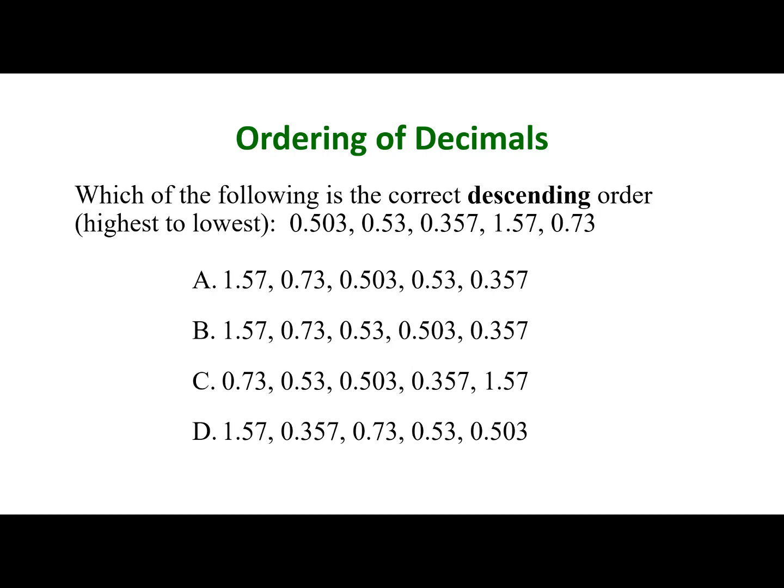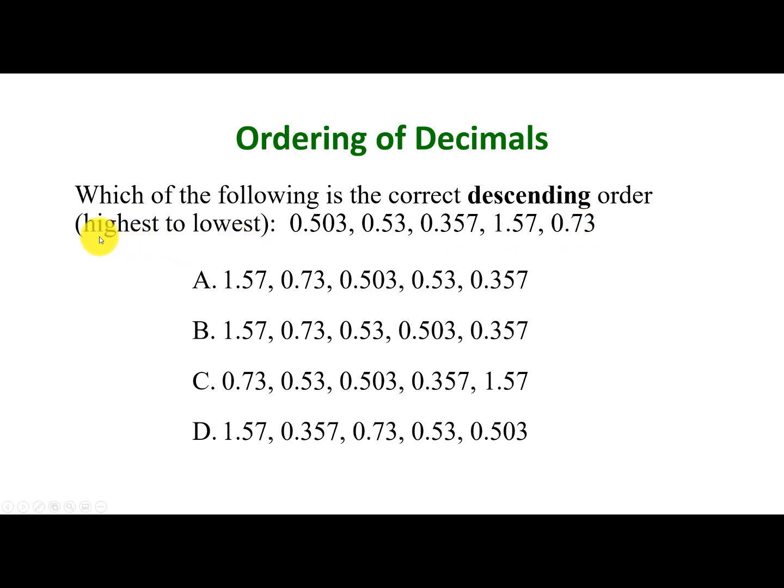Which of the following is the correct descending order? And that means highest to lowest. So we have 3 decimal places, 2 decimal places, 3, 2, and 2. So all these need to add a 0, so we can see here 0.53 is larger than 0.503. This is the smallest number, 0.357.